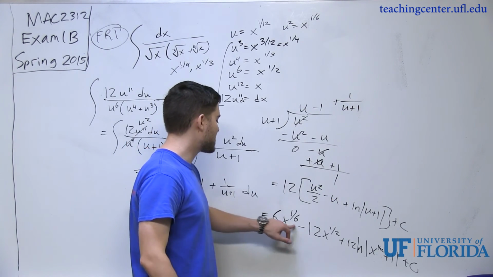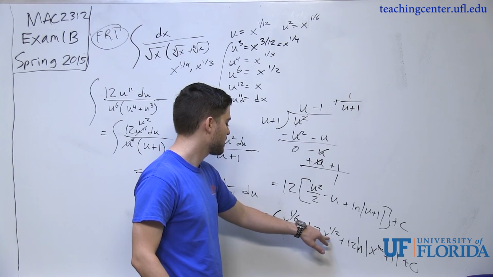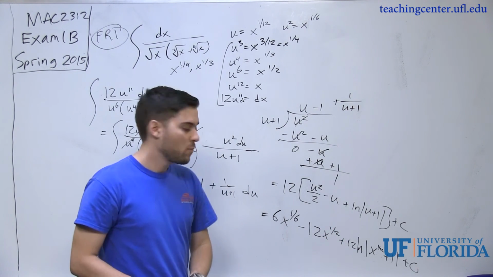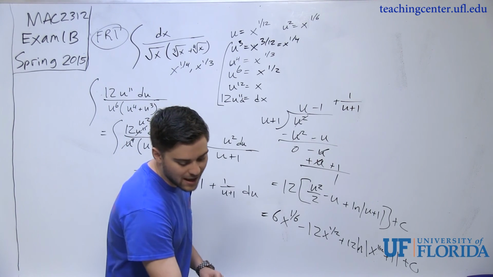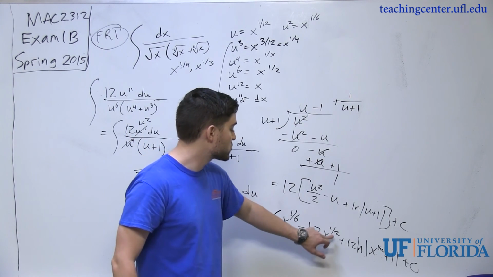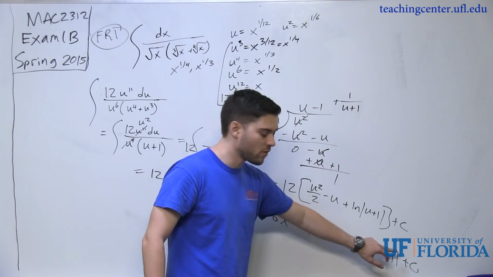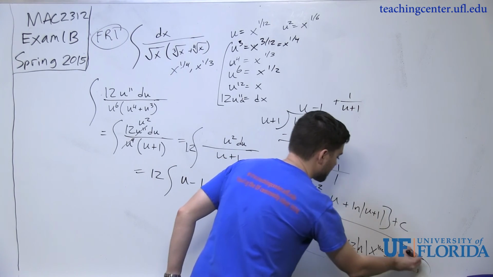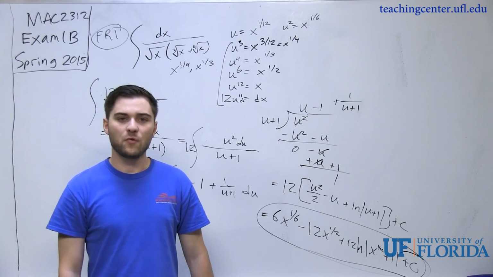So I end up with 6x to the 1 over 6 minus 12x to the 1/12, sorry, I thought that looked weird, minus 12x to the 1 over 12 plus 12 natural log of x to the 1/12 plus 1. And looking at the final answer key, that is 6x to the 1 over 6 minus 12x to the 1 over 12 plus 12 natural log of x to the 1/12 plus 1, all plus c at the very end. So I have arrived at the final answer for my free response.